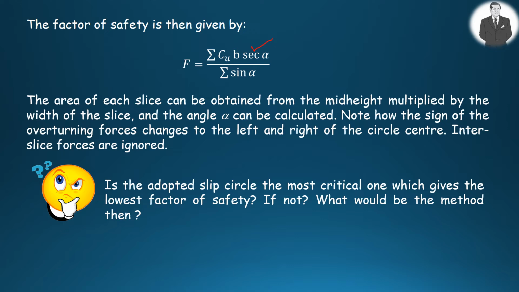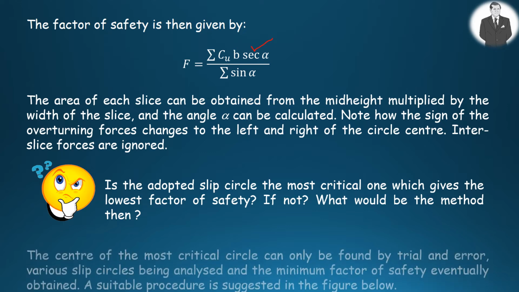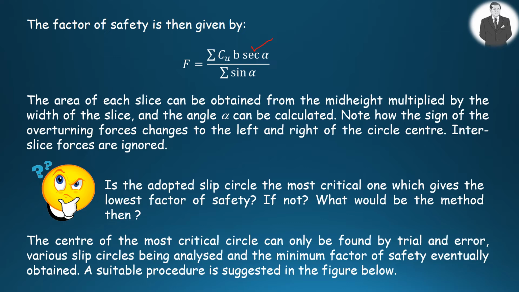The question is: is the adopted slip circle the most critical one, which gives the lowest factor of safety? If not, what would be the method then? The center of the most critical circle can only be achieved by trial and error. Various slip circles are analyzed and the minimum factor of safety is obtained. A suitable procedure is provided in the following figure.